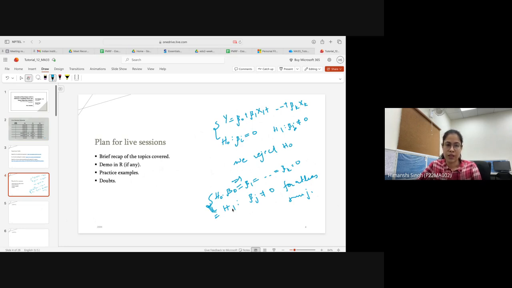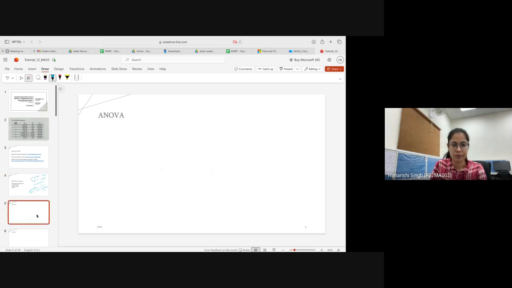Okay, so basically this kind of problem comes under ANOVA, which is called analysis of variance. ANOVA is a general term here because we are equating these beta i's to 0 and considering this null hypothesis. That's why we are calling it ANOVA. But in other scenarios also, this kind of problem can be called ANOVA. So ANOVA is a pretty general term.